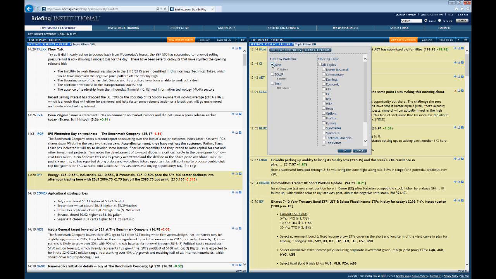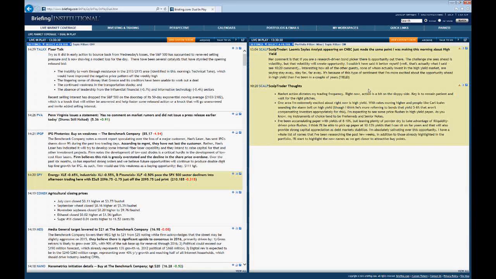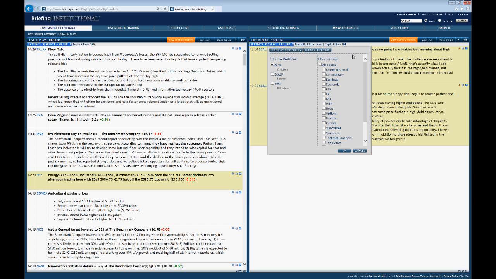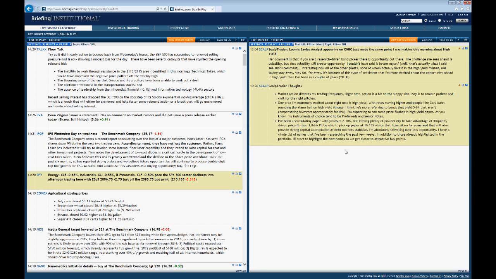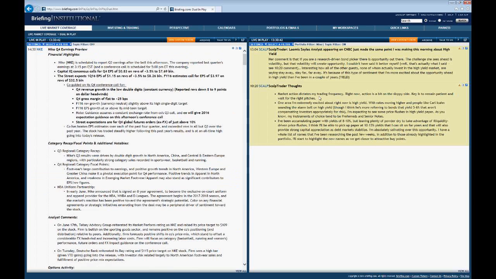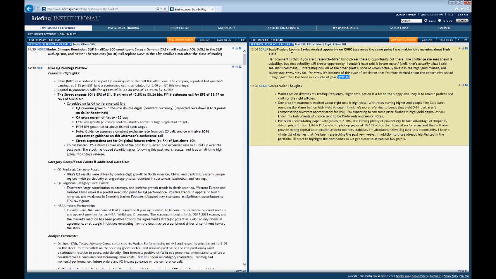My portfolio has 12 tickers in it. Now if I click OK, it would only display trading calls on my 12 tickers. There's probably none today. Oh, there's a couple. So that conducts that filter. The reason that showed up is because I have yield in my portfolio, and Damon has tagged these two comments with yield, as we can see right there.